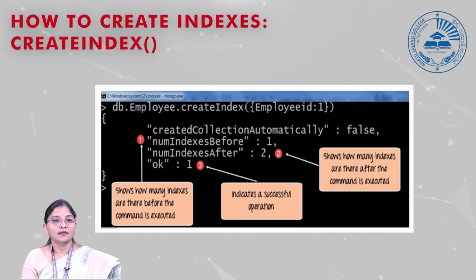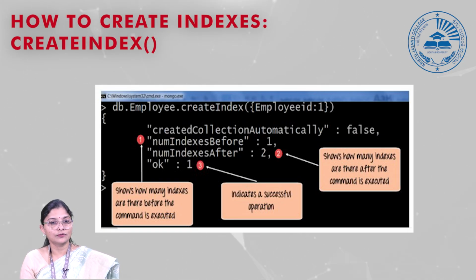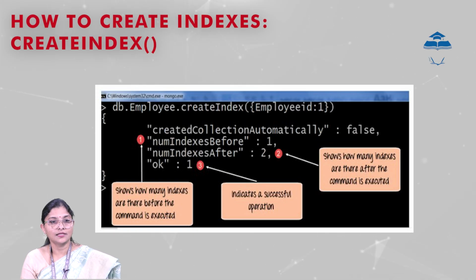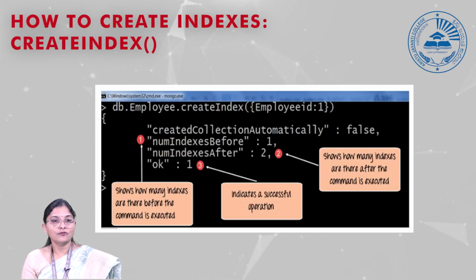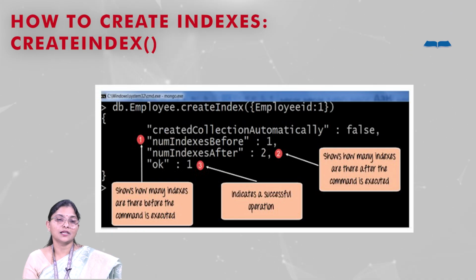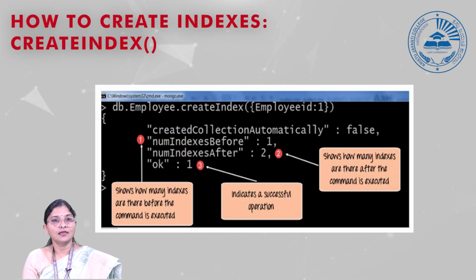This output shows how many indexes there are before the command is executed. The number of indexes before shows 1, that is only 1. Then after successfully executing the query, the number of indexes after this query execution is 2. ok equal to 1 shows the successful execution of the query. Before execution it shows 1 because by default we have one more key with the name _id, which is also considered as an indexed key. The other one is employee ID.